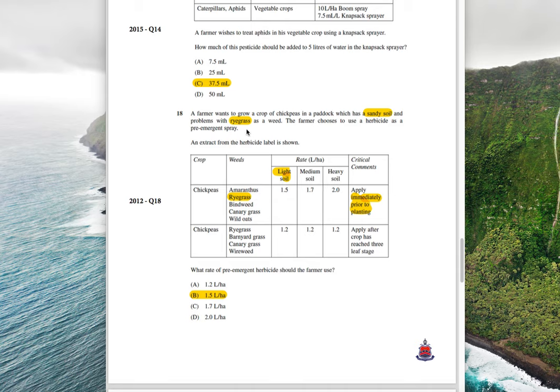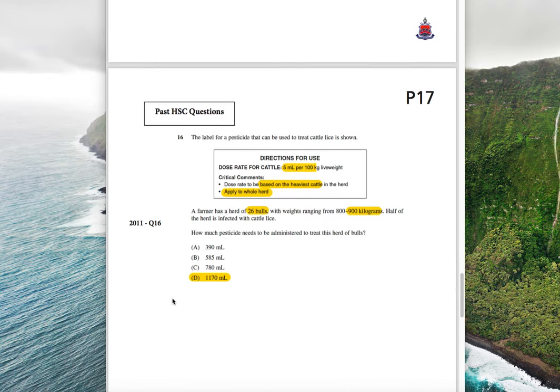And it says a problem with ryegrass, and it says ryegrass here. And then it says herbicide as a pre-emergent spray. Pre-emergent means before the plant has germinated, and it says here apply immediately prior to planting. This one though is for applying after the crop has reached 3-leaf stage. So this one here, chickpeas is what we said, ryegrass, light soil, immediately prior to planting. So the answer is 1.5 litres per hectare is what is required.